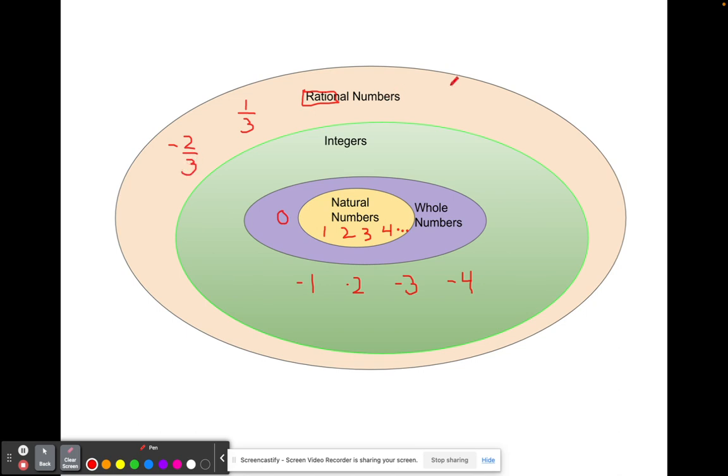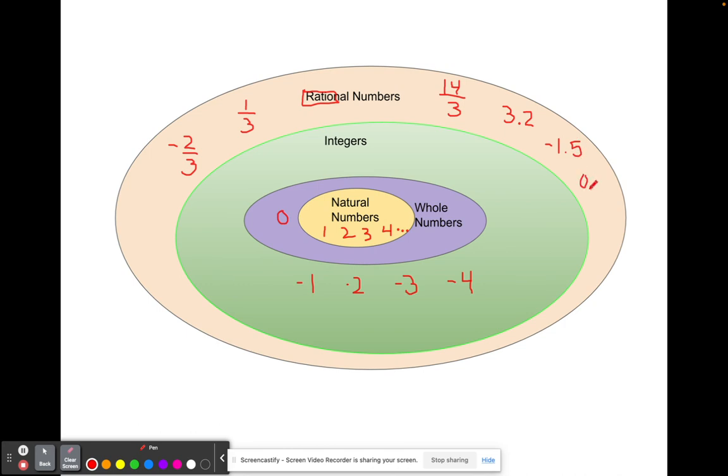Let's see, we have 14/3 even. That would be a fraction. Anything that can be written as a fraction would be a rational number. Now, do rational numbers always have to be written in fraction form? No. 3.2 is a rational number. That's 3 2/10. I could write 3 2/10 as a fraction, so therefore it is a rational number. -1.5, I could write as a fraction.